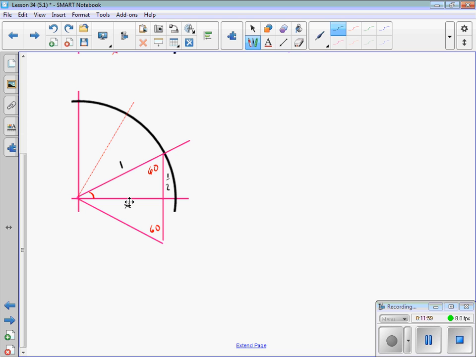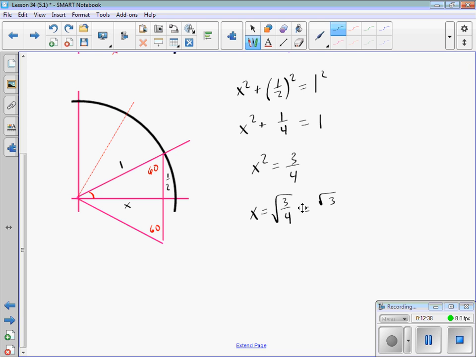Yes. So let's find what x is there. So let's use our Pythagorean theorem. How would I set that up? X squared plus a half squared is equal to 1 squared, or just 1. Okay, and then we're going to solve this for x. So I have x squared plus 1/4 equals 1. What do I get if I subtract the 4th over? 3/4. And what do I do from there? Square root it. Square root of 3/4 is the same thing as what? Square root of 3 over 2.